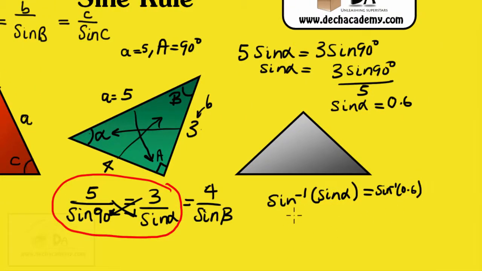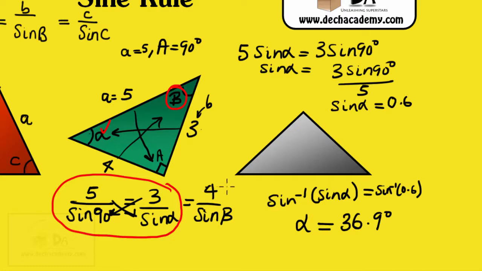We get alpha is equal to the inverse sine of 0.6. This is something you can determine using your calculator. There's a video that covers how to do so, and doing so gives an angle of 36.9 degrees. So alpha is 36.9 degrees. So we now know this angle. The only unknown angle now is this beta.